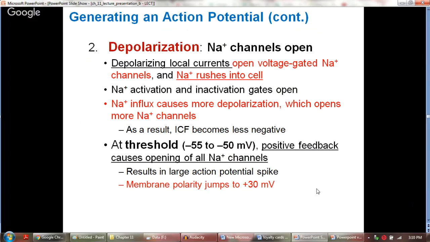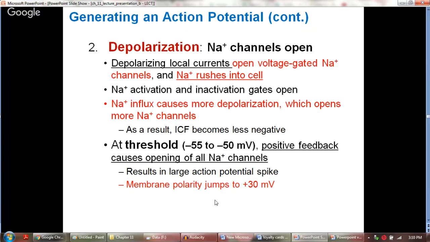And therefore, sodium activation and inactivation gates open. Sodium influx causes more depolarization, which opens up more sodium channels. And therefore, the intracellular fluid becomes less negative. Minus 70 goes to minus 50 and then minus 40 like that. And at the threshold, which is around minus 55 to minus 50, positive feedback makes opening of all sodium ion channels, and lots of sodium comes in at the threshold level, which results in a large action potential spike.